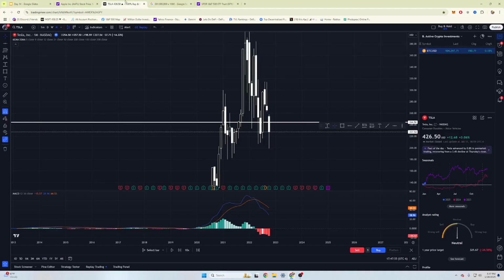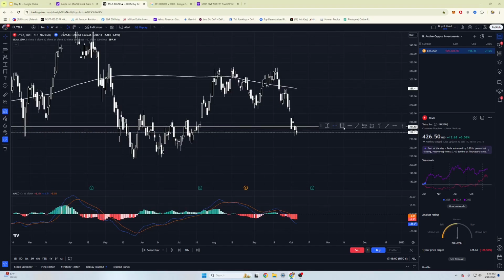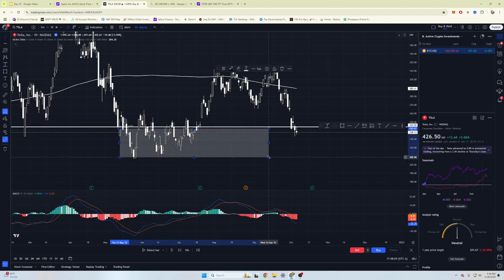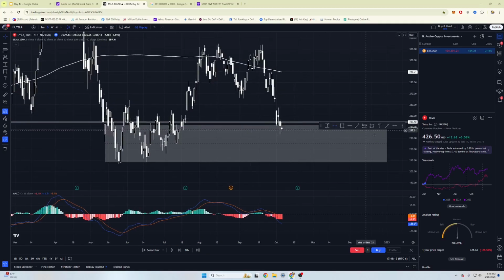But I could possibly see us, if we go back to the daily, if we was to draw a box around here, it might be a short trade because this is a super duper resistance right here. They probably don't have room for much. So what I would do is, obviously, we do a stop loss here. I'll be hitting that thing.